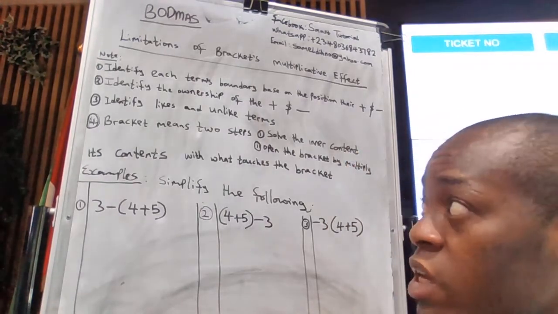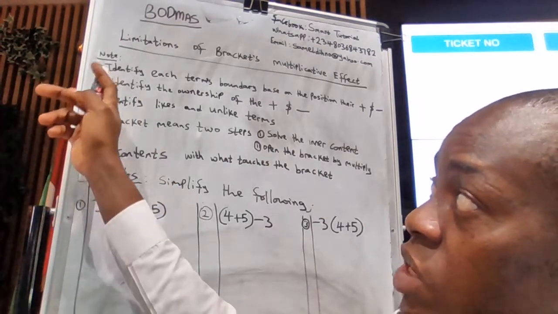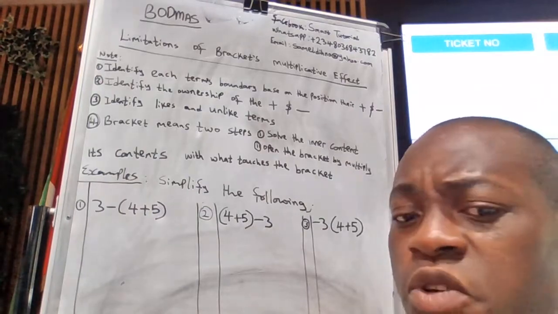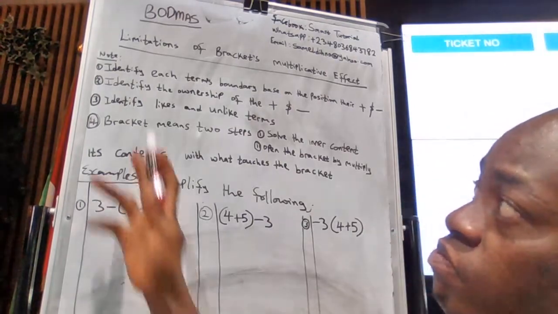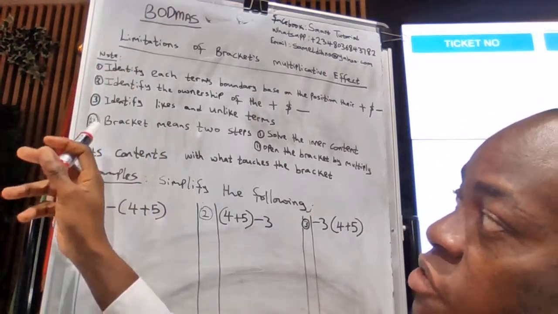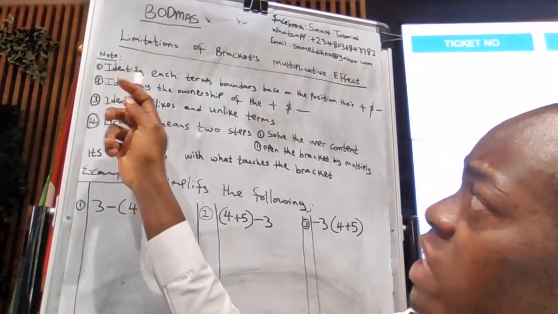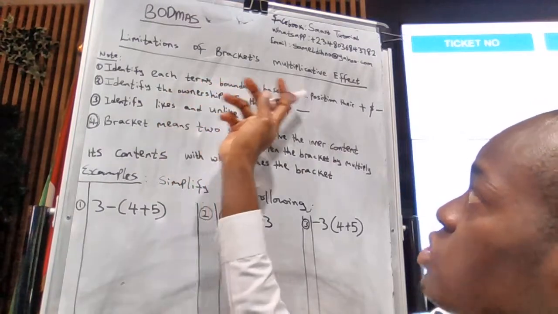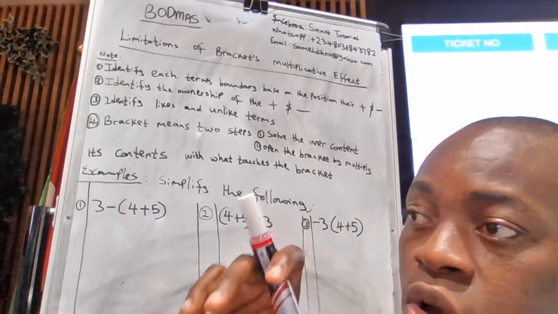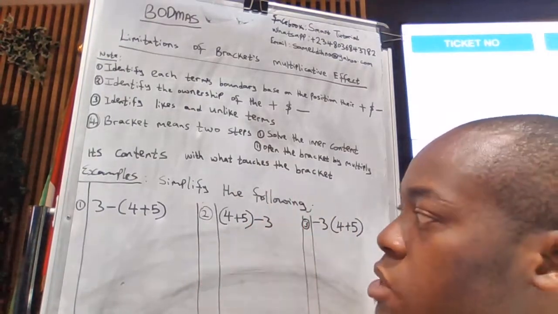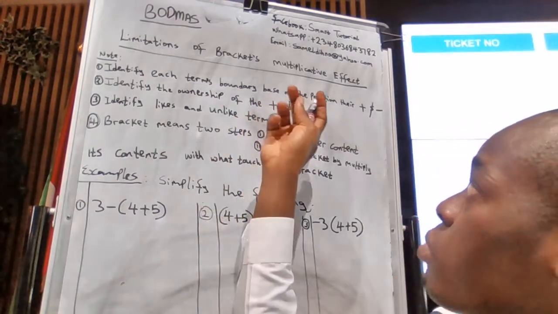Though it will be for students, you have to take note of these four steps when you are dealing with brackets. The first one is you have to identify each term's boundary based on the position of the plus and minus. That is, the plus and the minus show you a complete entity. How many terms you see in a question is determined by plus and minus.